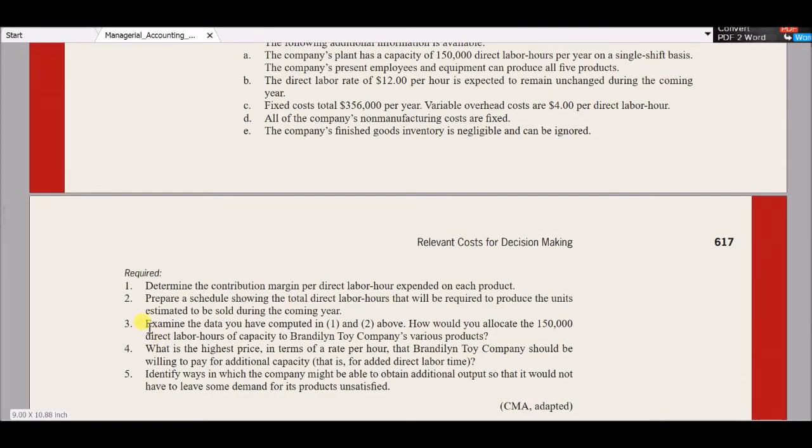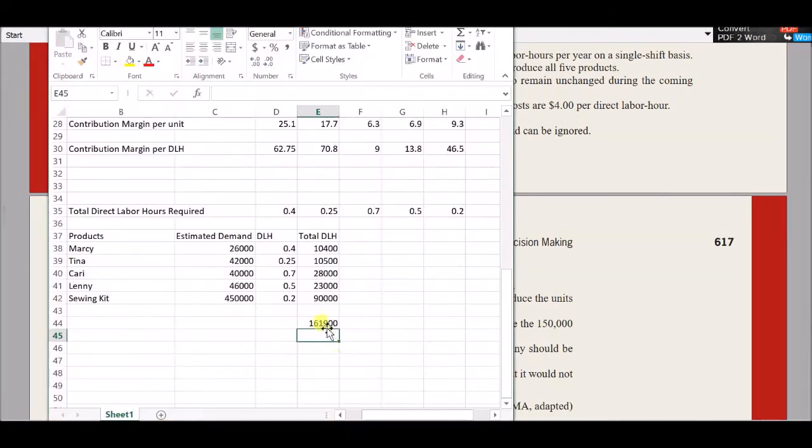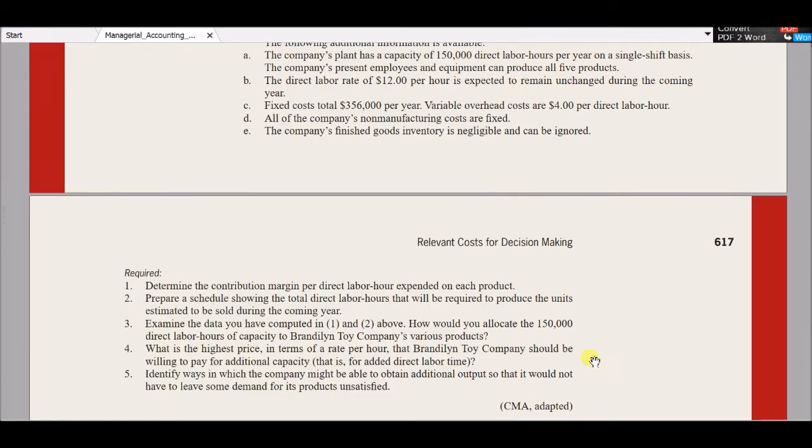Now come to part number 3. Examine the data you have compiled in parts 1 and 2 above. How would you allocate 150,000 direct labor hours of capacity to BTC's various parts? We need 161,900 direct labor hours for the next year. But what we have is 150,000 direct labor hours. Therefore, we are short of around 11,900 direct labor hours.